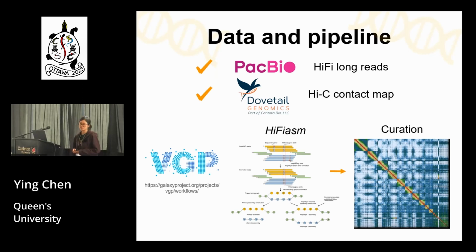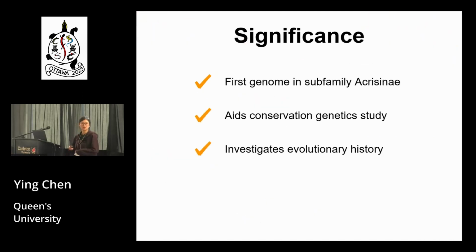We are following the Bird Genome Project pipeline, using hifiasm to assemble and place the genome, followed by manual curation to correct scaffolding errors and false duplications and so on. So this analysis is currently ongoing, and we aim to publish the genome this December. So stay tuned. And once complete, this will be the first genome in the subfamily Acrisinae, which includes chorus frogs and cricket frogs. And this genome will greatly aid conservation genetic studies, as well as give us much more power to investigate the evolutionary history.